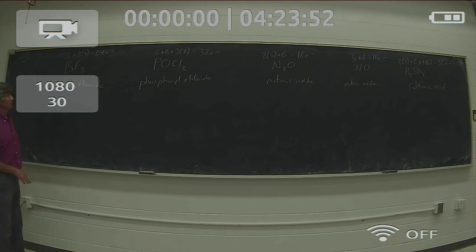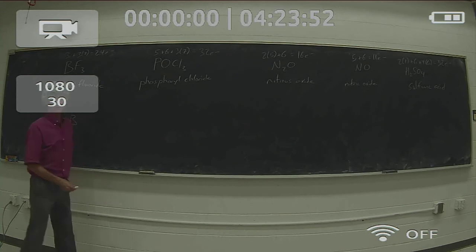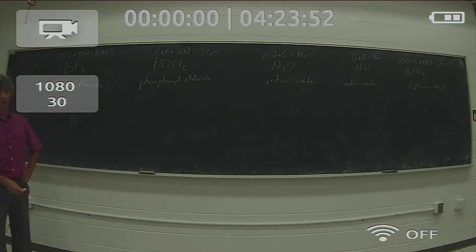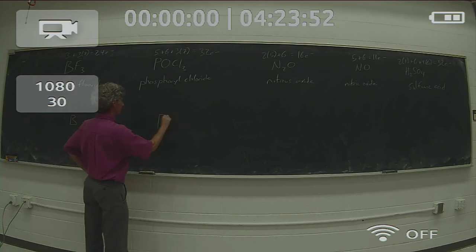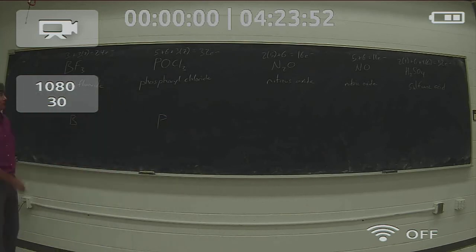Next step, pick the central atom, the least electronegative atom. In this case, boron is the central atom. Phosphorus is less electronegative than oxygen and less electronegative than chlorine. It's to the left of chlorine and it's below oxygen as well as to the left. Phosphorus is the least electronegative atom. It's written first, although that's no guarantee.